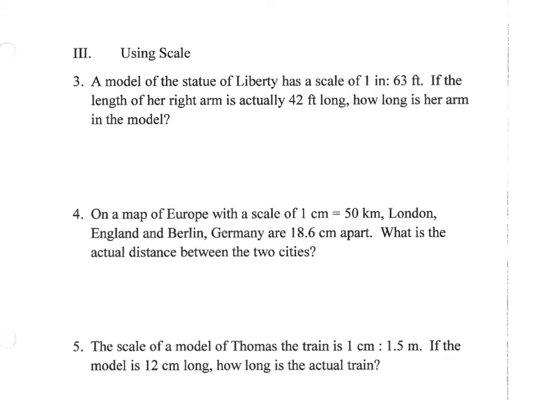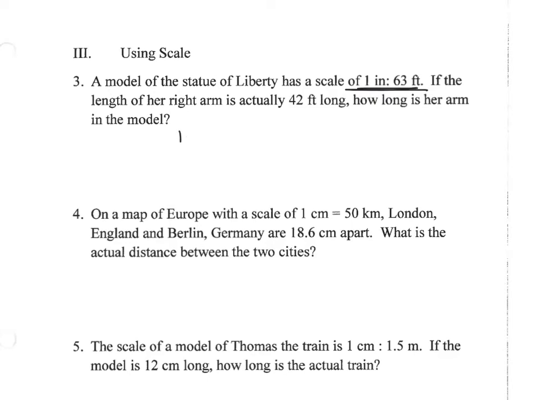So to do this, we need to think proportionally, because if we're using ratios, the next logical step is to think about proportions, because ratios are proportional to one another. So if you have a model of the Statue of Liberty, this is its scale, 1 inch to 63 feet. The length of her right arm is actually 42 feet long. How long is the arm in the model?